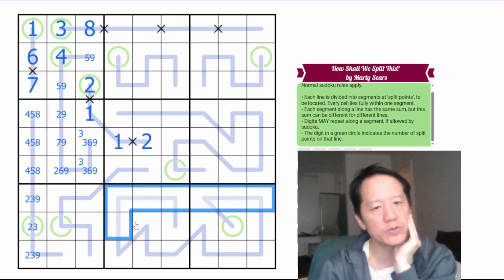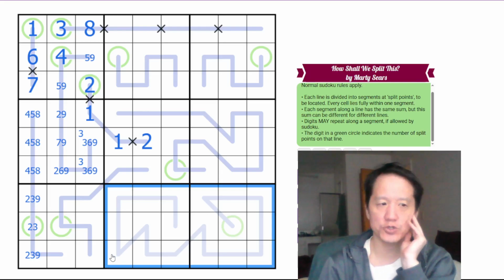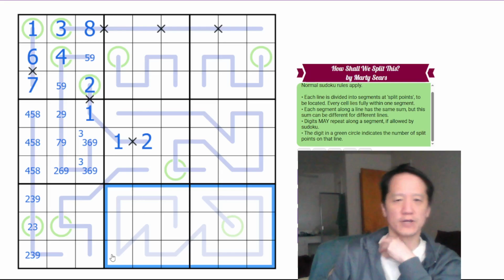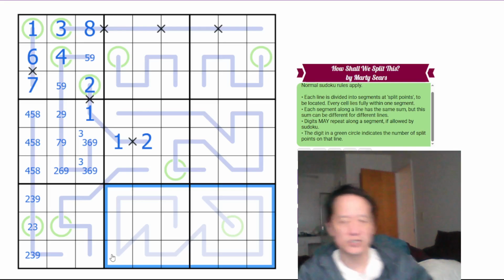We know this line adds up to 90 because it's 2 boxes worth of 1 through 9. Therefore, what does that mean? I'm not sure.